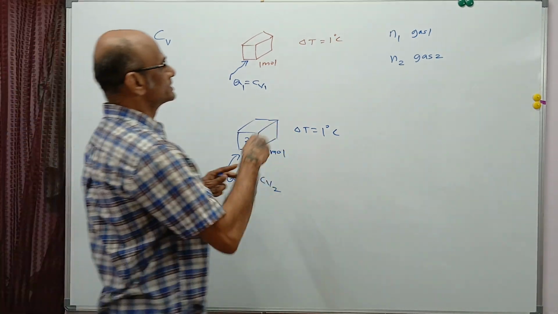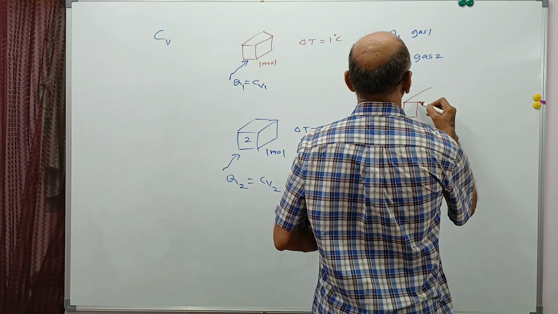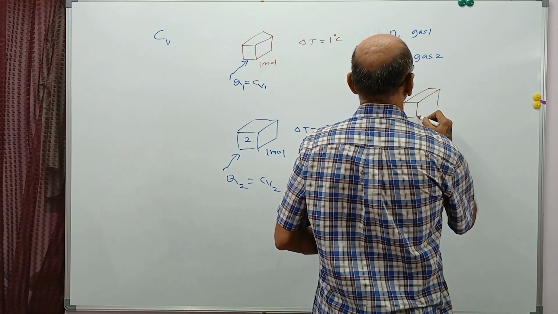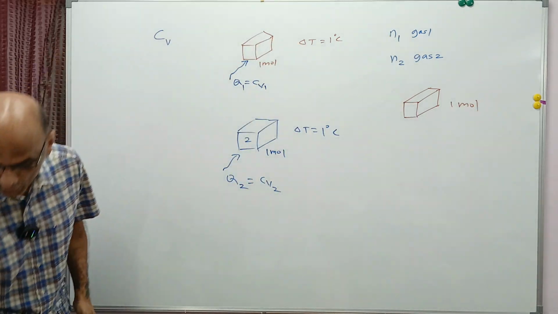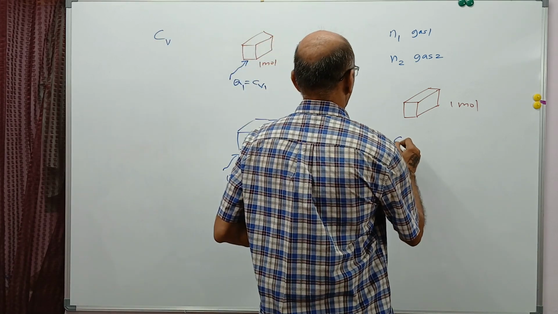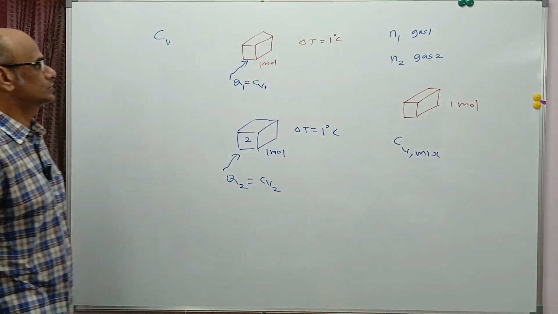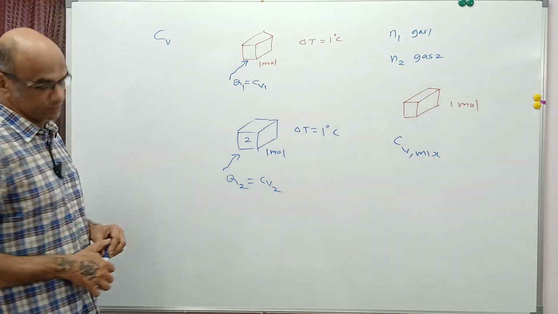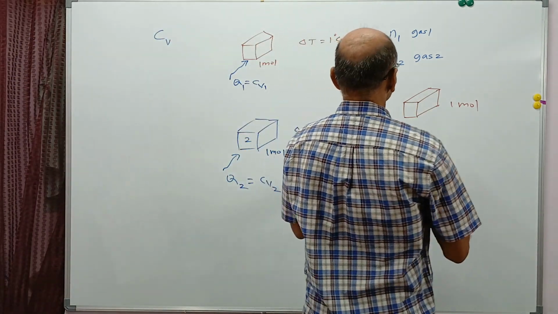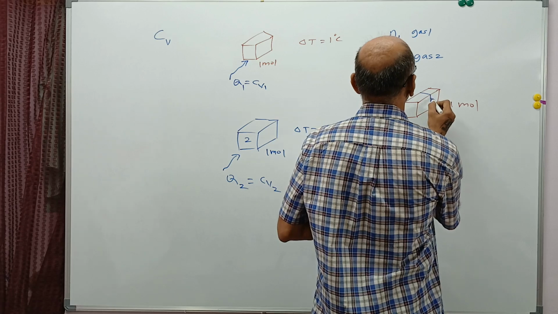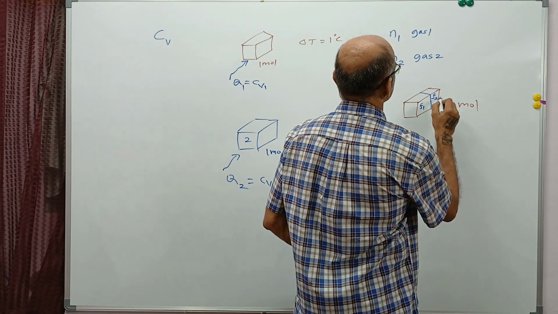Now if we take 1 mole of this mixture, what will be the specific heat under constant volume of this mixture? Can I relate this CV of the mixture to CV1 and CV2? So this 1 mole will have part of it from gas 1. We can think this is made of gas 1 and this fraction is made of gas 2.